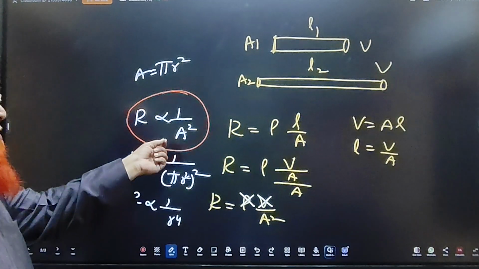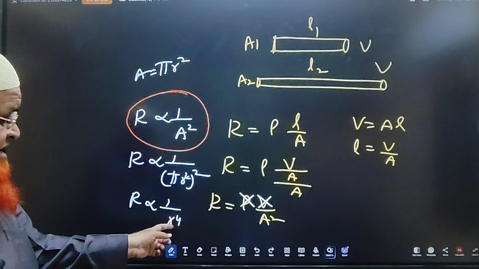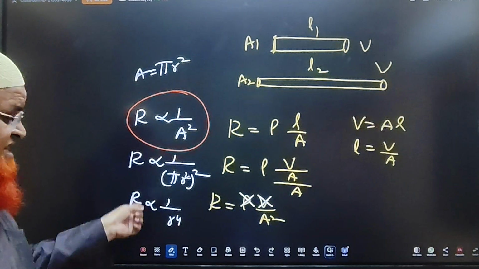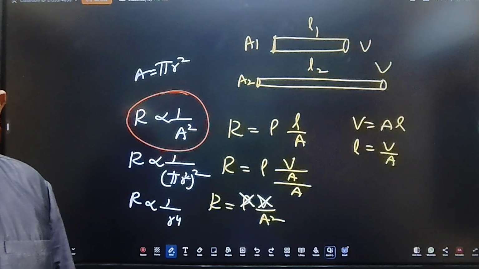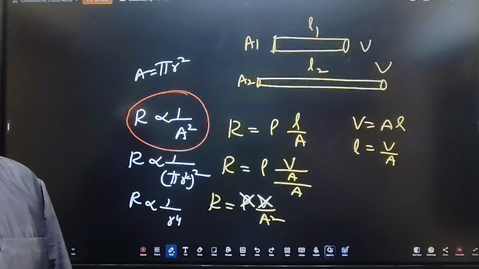Stretching cases. Then what about radius? If radius gets doubled, what happens to resistance? 16 times. Doubled.